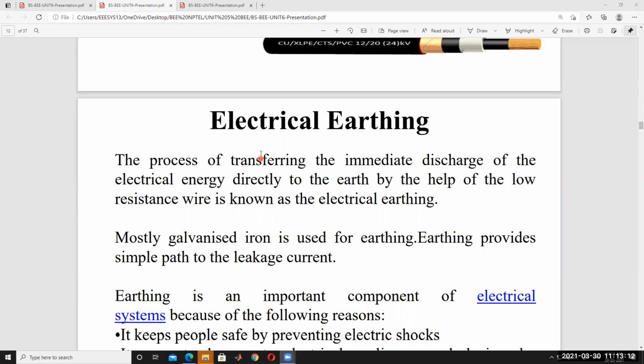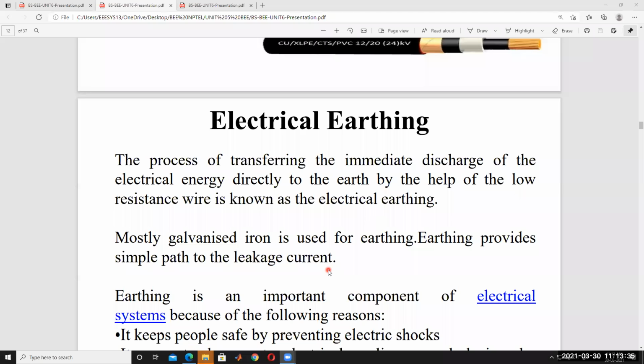So what is meant by electrical earthing? Like that you will get the questions in the exam. The process of transferring the immediate discharge of electrical energy directly through the earth with the help of a low resistance wire is known as electrical earthing. Mostly galvanized iron is used in earthing. Earthing provides a simple path for the leakage current.